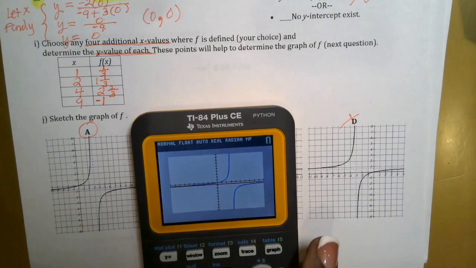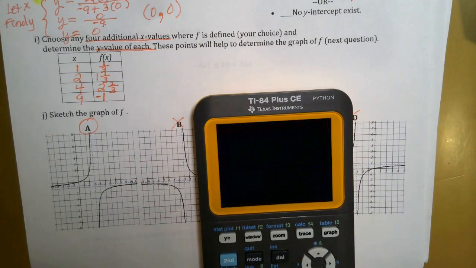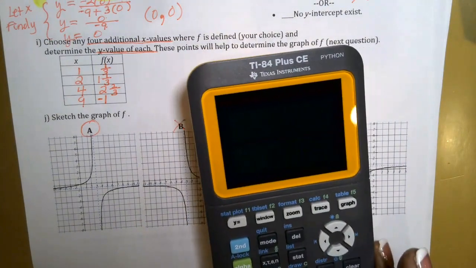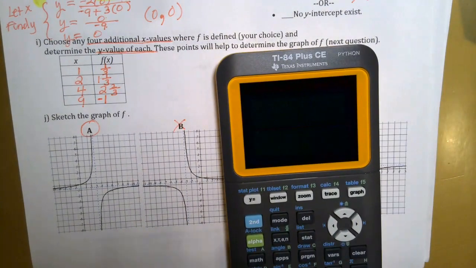So there you have it. We have analyzed a rational function. We determined the domain and range, the vertical asymptote, the horizontal asymptote, x and y intercepts, some additional points, and we used all of that information to sketch the graph of this rational function.